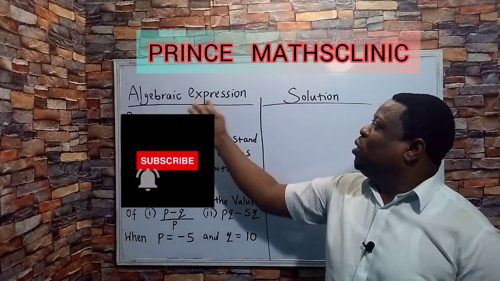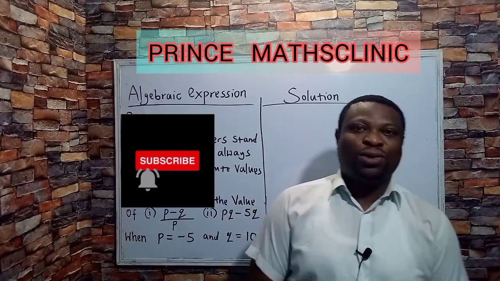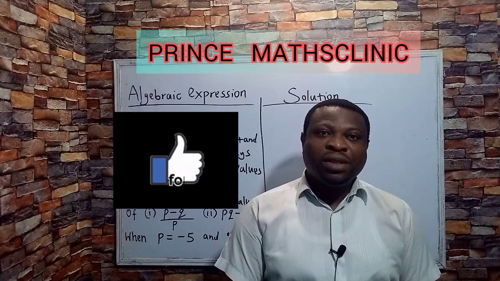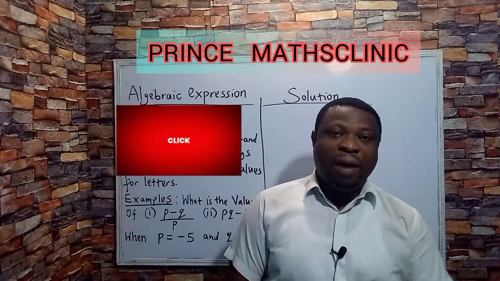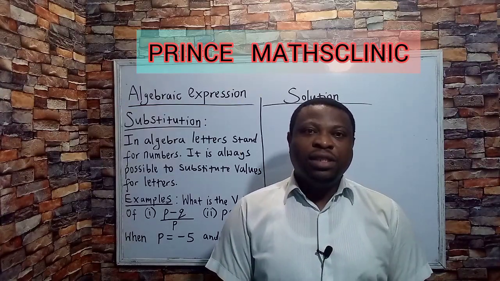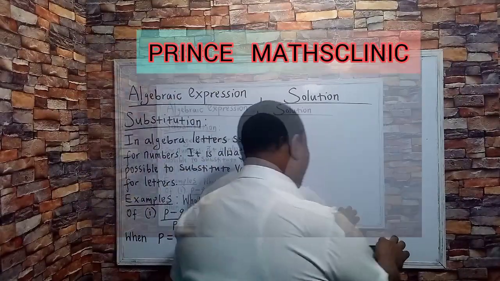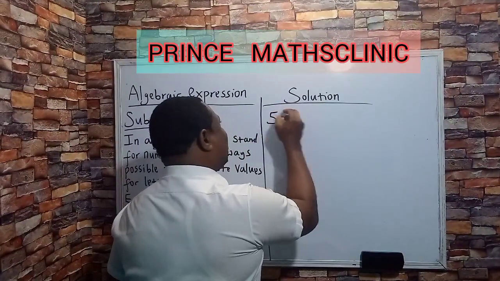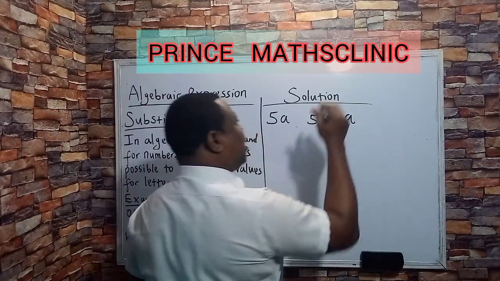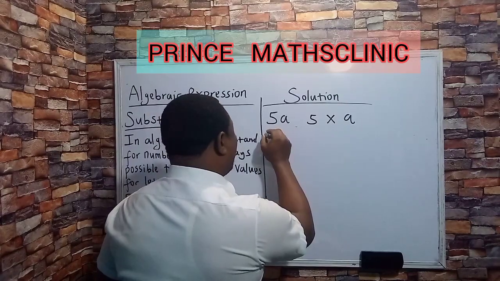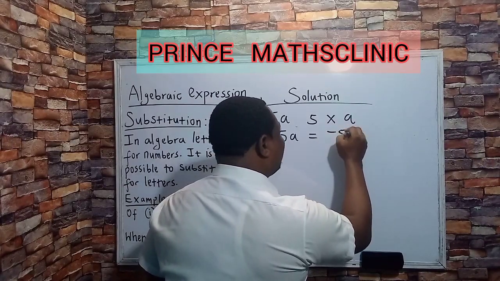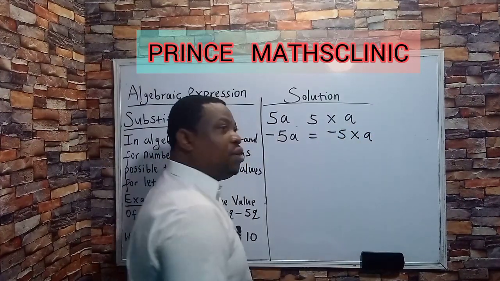Now, today we'll be looking at algebraic expressions. Algebra talks about using letters or alphabets to represent numbers. Is that fine? Also in algebra, when you have 5a, it is the short form of writing 5 times a. Also, if you have minus 5a, it is the short form of minus 5 times a. Right?